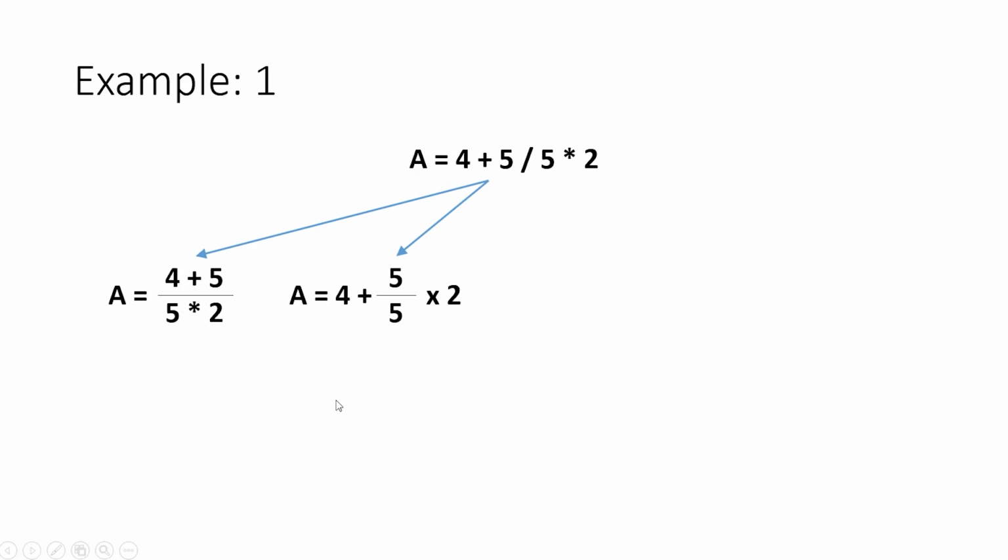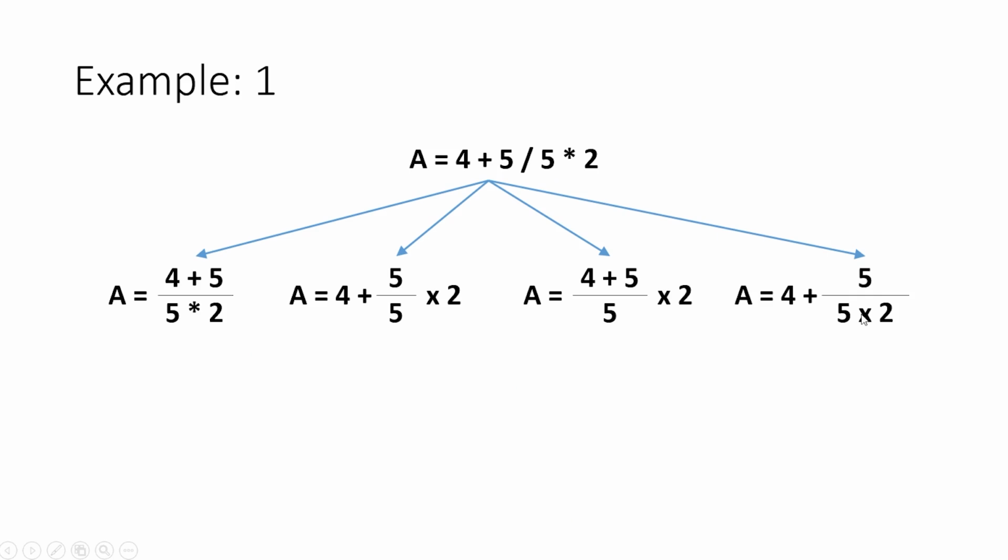Another way of representation of this expression is 4 plus 5 divided by 5 multiplied by 2. Another way of representation is A equals 4 plus 5 divided by 5 multiplied by 2. And lastly, we can represent this as A equals 4 plus 5 divided by, in the denominator we can have 5 multiplied by 2. Now, the same expression is represented in 4 different forms. Now, let us try to evaluate this.